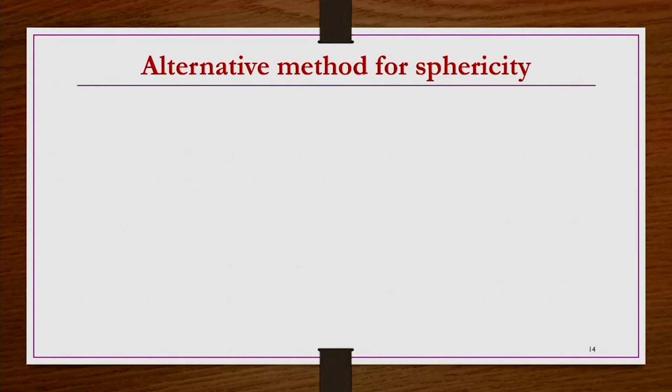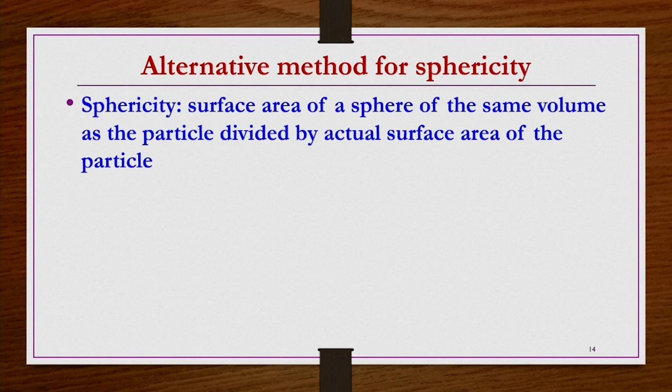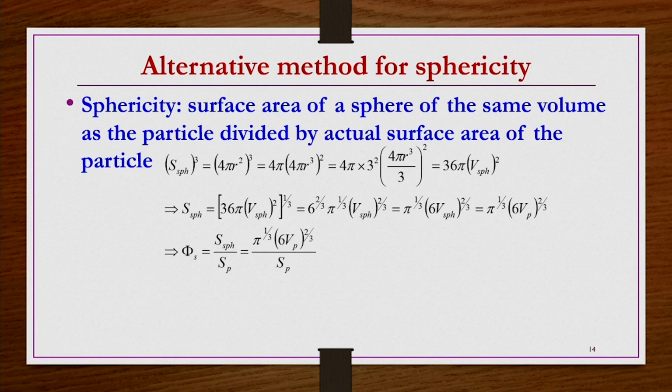There are some alternative methods for the sphericity also, that we can see from the definition. Sphericity is the surface area of a sphere of the same volume as the particle divided by the actual surface area of the particle. That way also we can see the sphericity. When we do this, we can have a slightly different approach.